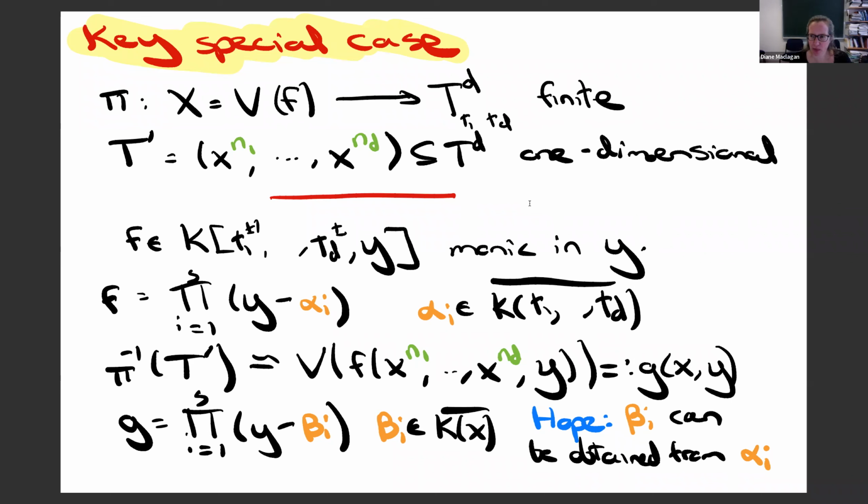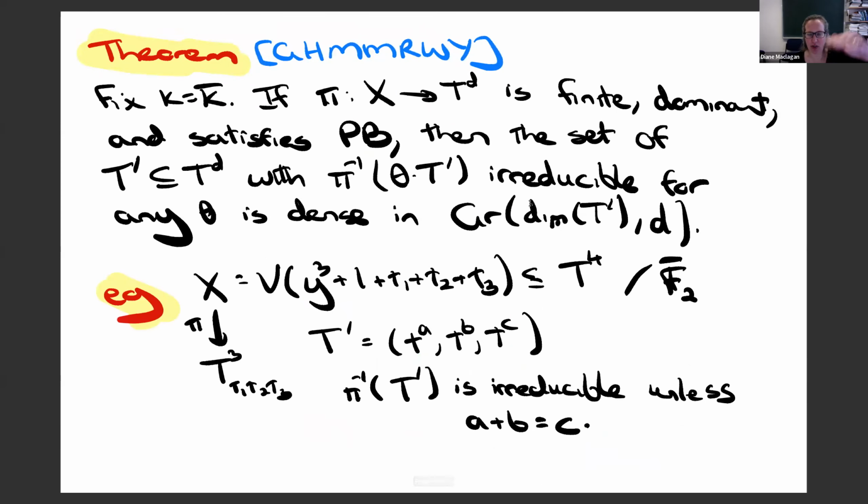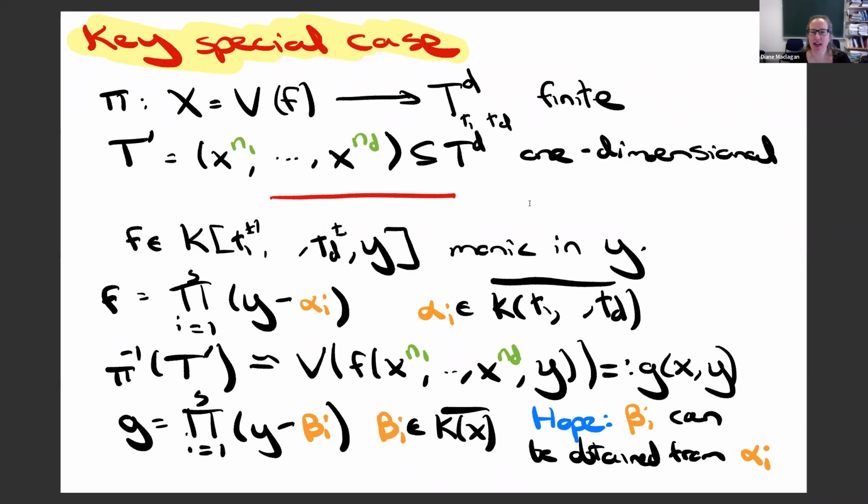So the key special case of the proof, to remind you, I want to know pre-images of tori are irreducible. The key special case, and this is already the proof technique of Fuchs-Mantova-Zanier, is you can reduce to the case where X is a hypersurface, and the most important case is where my subtorus is one-dimensional. So X is just a hypersurface cut out by one polynomial, and a one-dimensional subtorus is parameterized by x^n1, x^n2, up to x^nd. I just give you a vector n, and that gives me my subtorus.